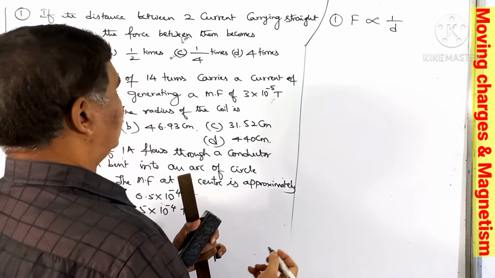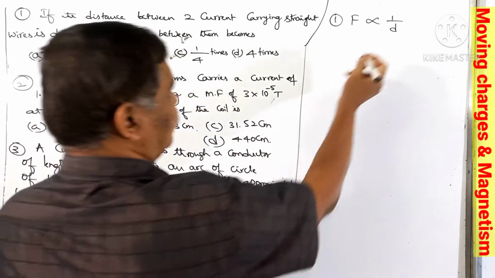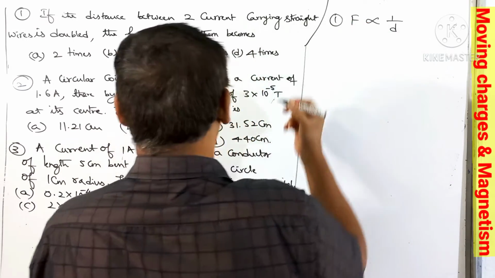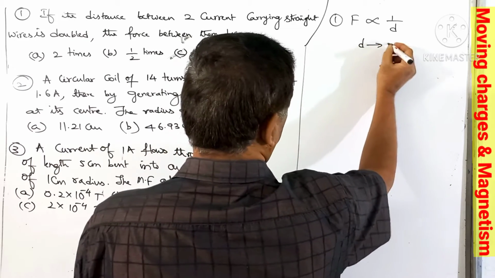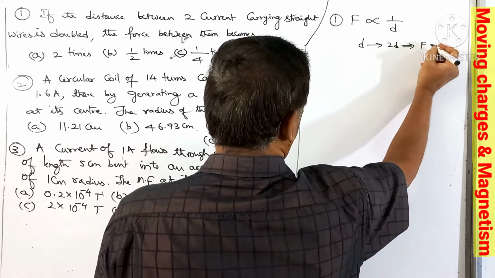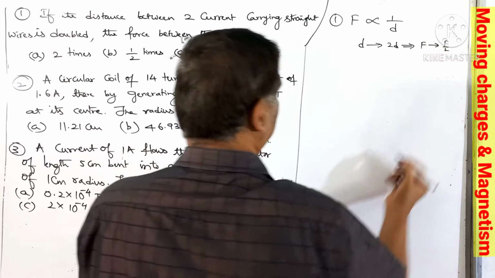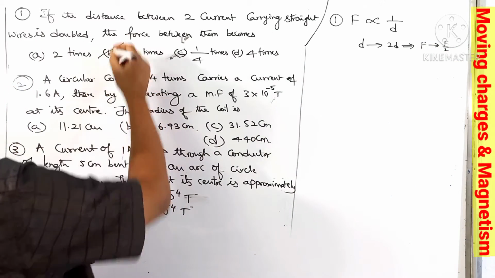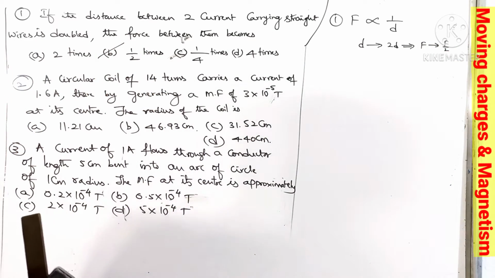If distance is doubled, automatically the force becomes half of that. So simple question, d tends to 2d, this implies F tends to F by 2, force becomes 1 by 2. So B is the answer for this question.